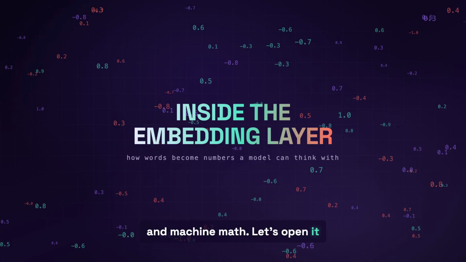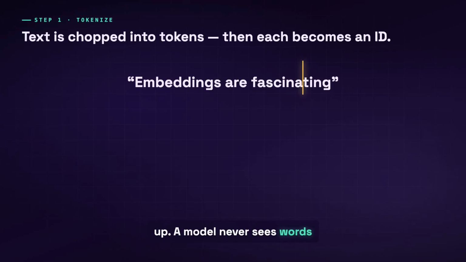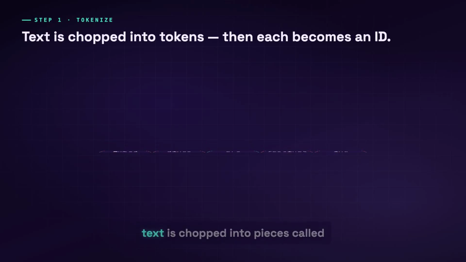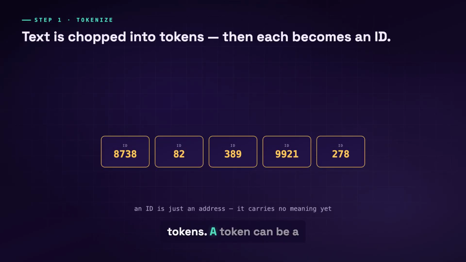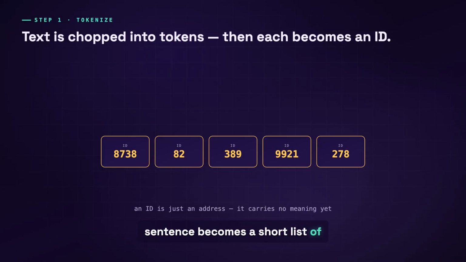Let's open it up. A model never sees words the way we do. First, your text is chopped into pieces called tokens. A token can be a whole word, a piece of a word, or even a single character. The word embeddings might be split into embeddings. Then each token is looked up in the model's vocabulary, a fixed dictionary of every token it knows, and replaced with its ID number. So your sentence becomes a short list of integers, but an ID is only a name tag. The number 8738 tells the model nothing about meaning. It is just an address.